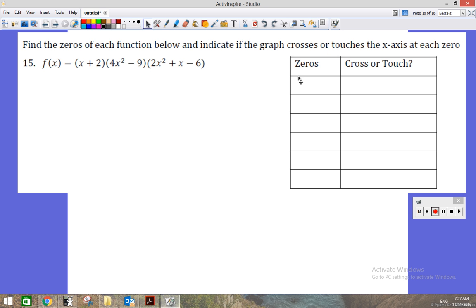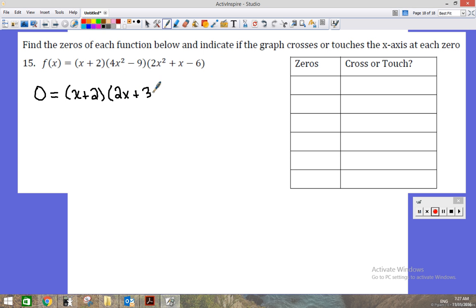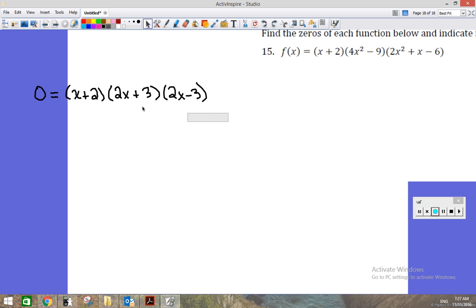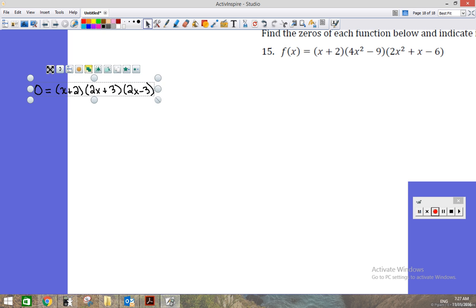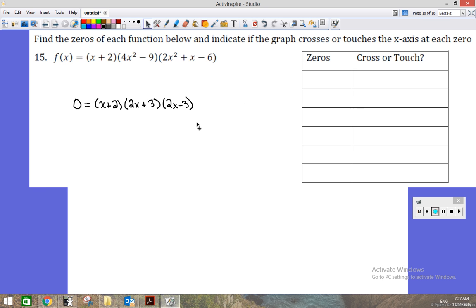So to find the zeros or the x-intercepts of this polynomial function, we let y equal 0 and we solve this equation. So we want to factor it completely. Here we have a difference of perfect squares, so 4x squared minus 9 factors to 2x plus 3 times 2x minus 3. And if we can't factor this next trinomial, we would have to use the quadratic formula, but I suspect that it'll factor.